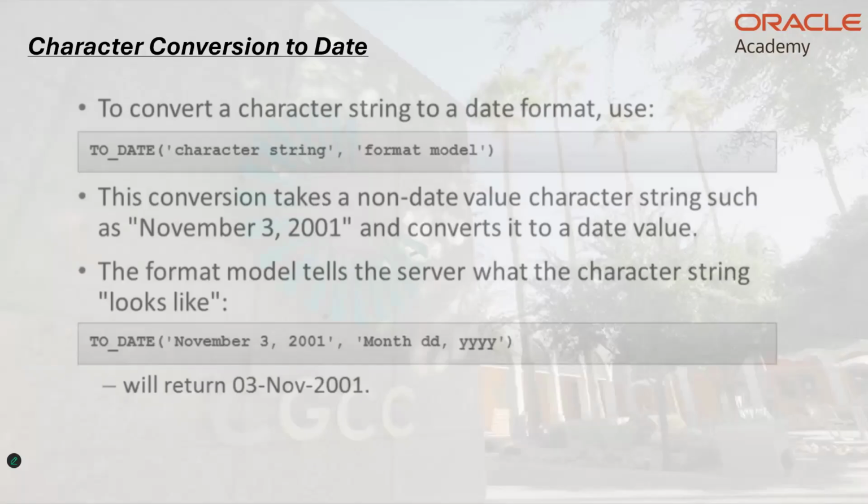All right, moving along. So to convert character strings to a date format, same idea. If this was a character or a string, and if we wanted to convert to a date, we would have the character string within the single parentheses, and then some type of format model. You see here, we want to convert this November 3, 2001. We have to let the system know that it's month, day, year, and it will return the date in the regular default date format. Now we just converted that string to a true date.